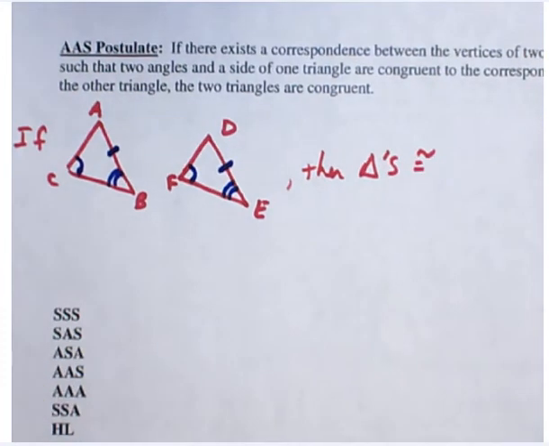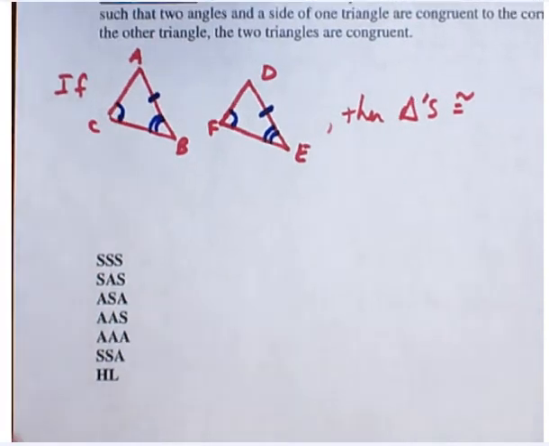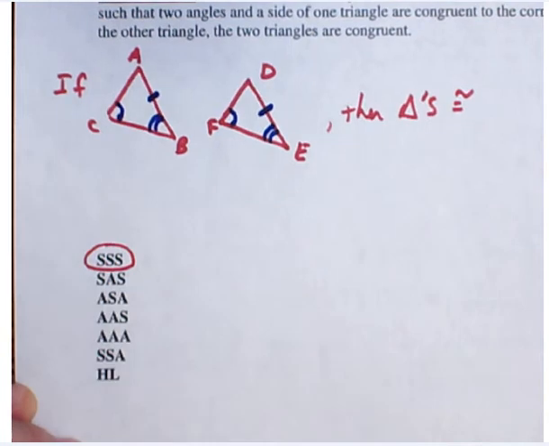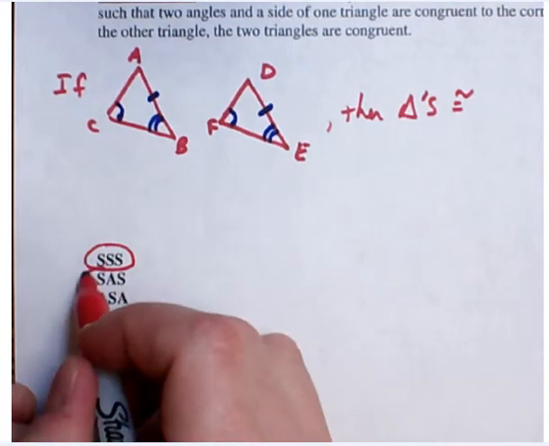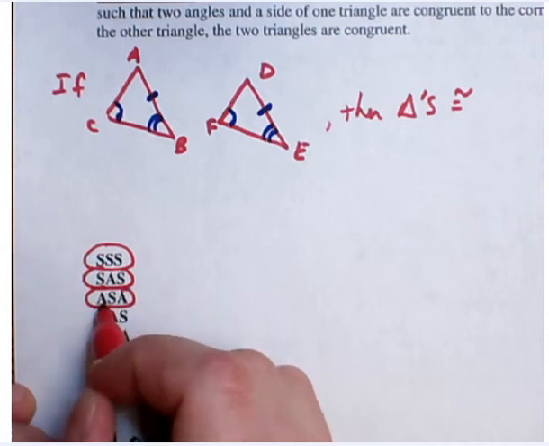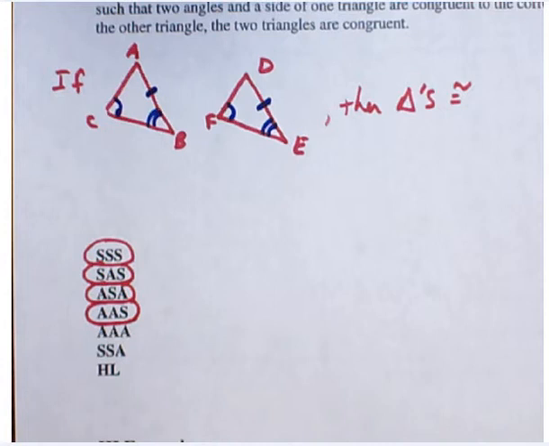Okay? All right, so to summarize what we've got here, side, side, side is good. You can use that to prove the triangles are congruent. Side, angle, side is good. Angle, side, angle is good. Angle, angle, side is good. Now there are other combinations though that we need to look at.